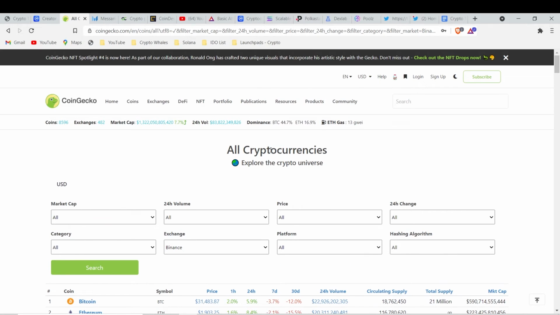So here we go. This is the second major tool for market data and anything else that you want to learn about before you invest. This is CoinGecko. Next up, we're going to be looking at Messari. So stay tuned for the next part of the video.